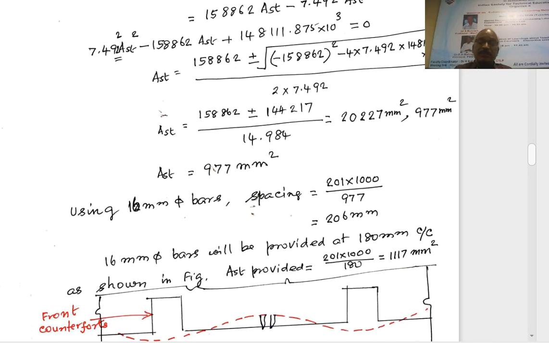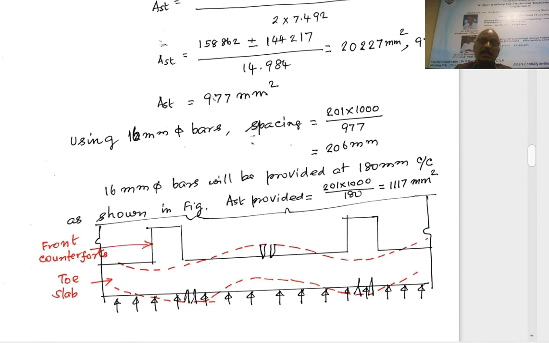And AST provided equal to area of 1 bar into 1000 by spacing adopted. So there we have got spacing required, where we have used AST required in the denominator. Now here we have provided some spacing. Therefore AST provided equal to area of 1 bar into 1000 by spacing adopted. So 1117 mm square, right. The important point here is this is 16 mm diameter bars at 180 mm center to center.